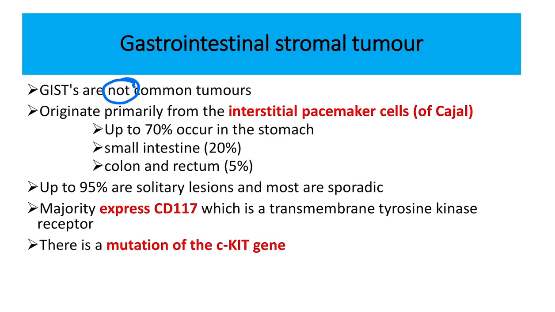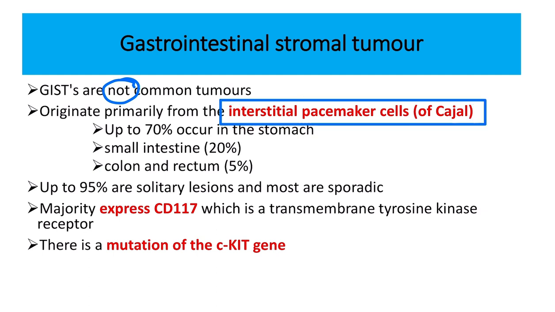adenocarcinoma, and the GIST originates primarily from the interstitial pacemaker cell, which is known as the Kajal cell. So the interstitial cell of Kajal, or pacemaker cell of the intestine, is where the gastrointestinal stromal tumor derives from. And the GIST usually affects the stomach, about 70%, then the small intestine 20%, colon and rectum 5%, and 95% are solitary lesions, and most are sporadic.